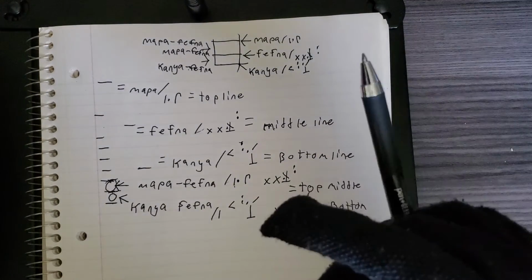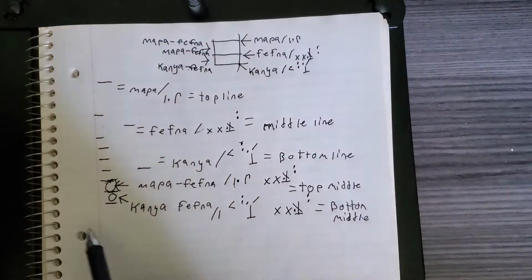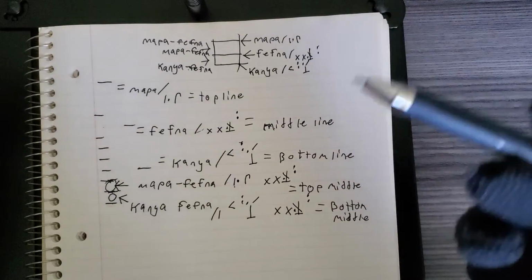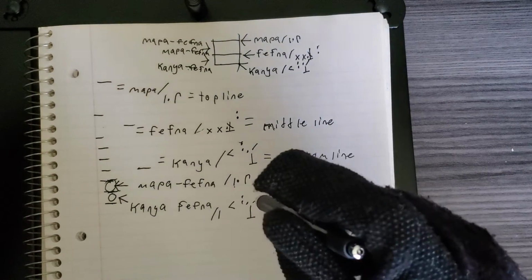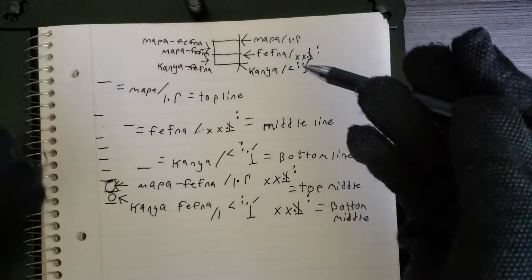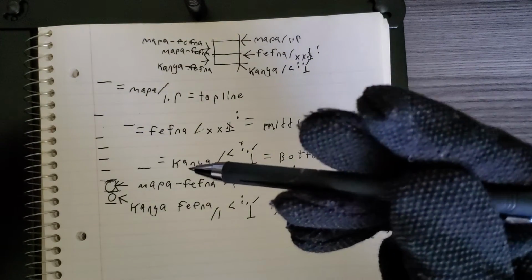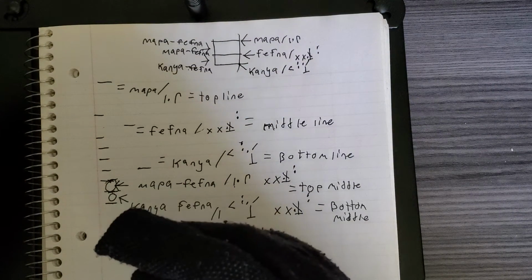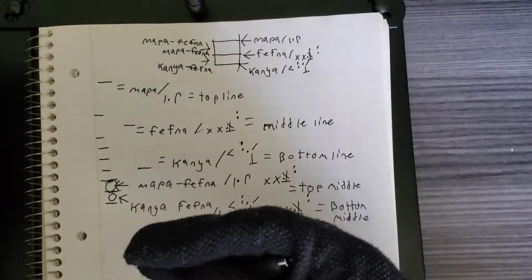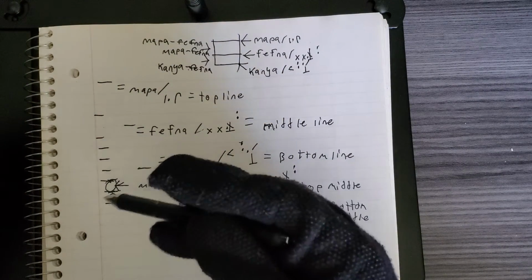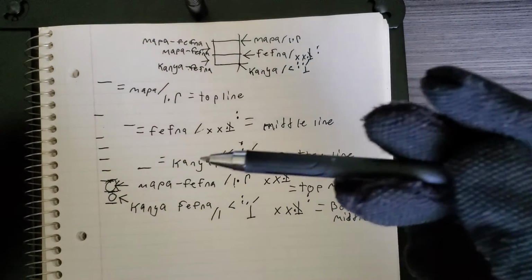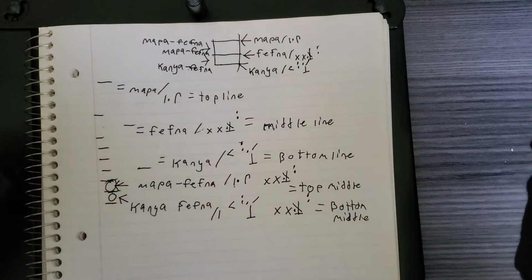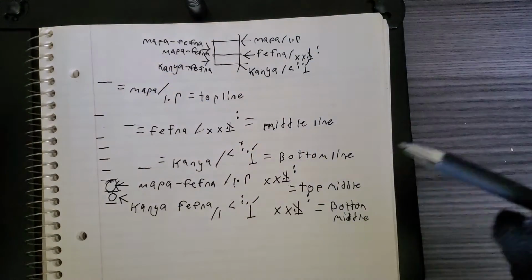In between mapa and fefna, those 2 lines, we have a space that's called mapa-fefna. So again, between mapa and fefna, we have a space called mapa-fefna. Below that, in the same adjacent space, we have a space between fefna and kanya. This is known as kanya-fefna. And that means bottom middle, as mapa-fefna means top middle. Then kanya-fefna would be the bottom middle.